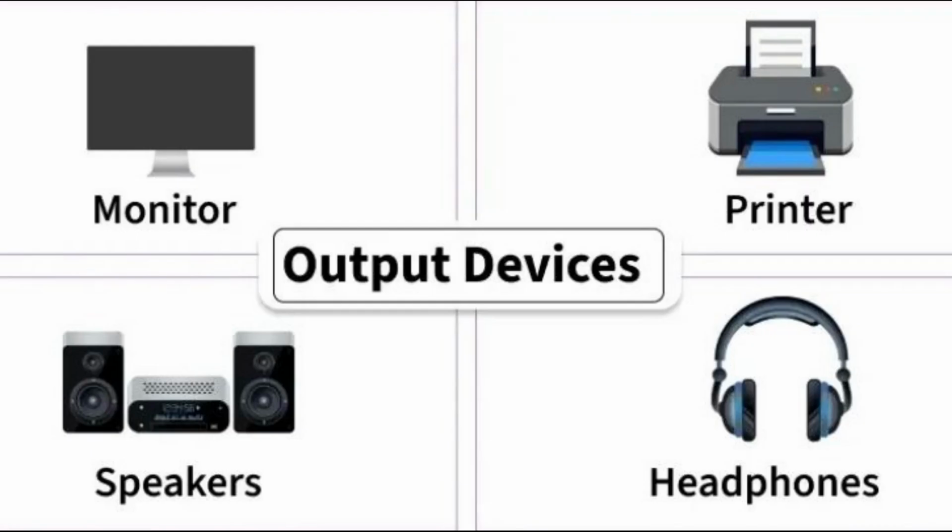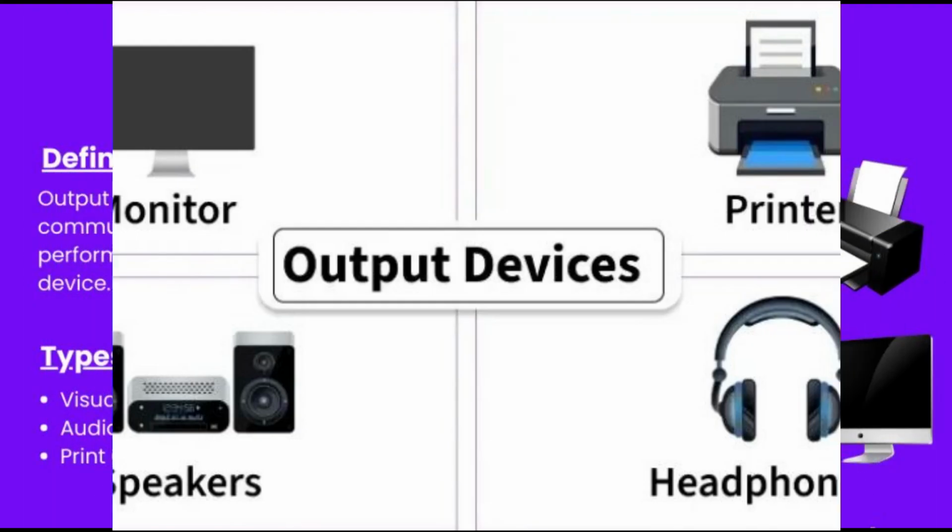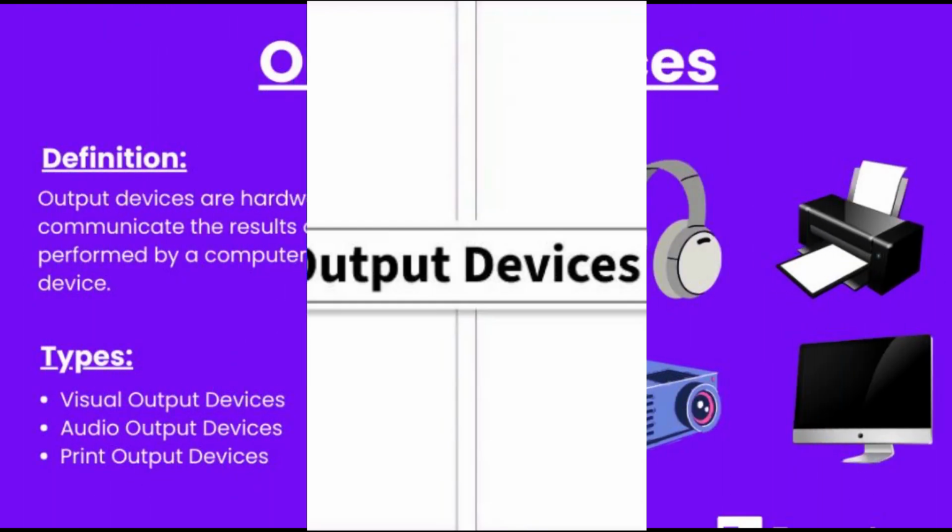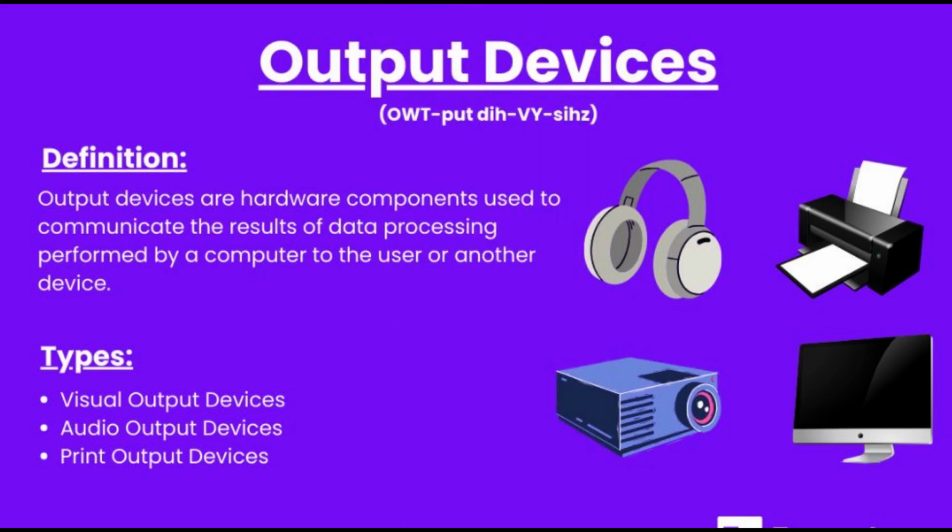In conclusion, computer output devices are essential components of a computer system that present processed information in various forms such as text, images, sound, and printed materials. Devices like monitors, printers, speakers, and projectors help users interact with computers efficiently and effectively.